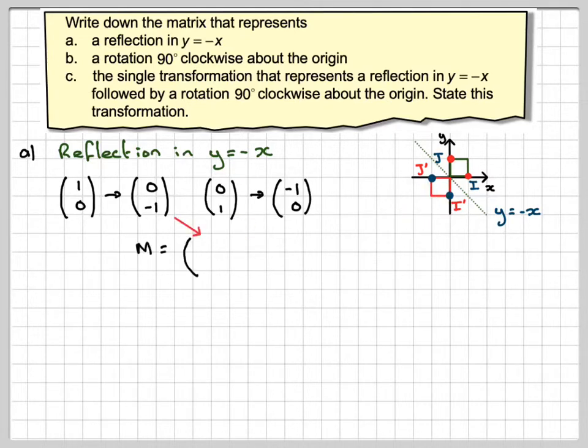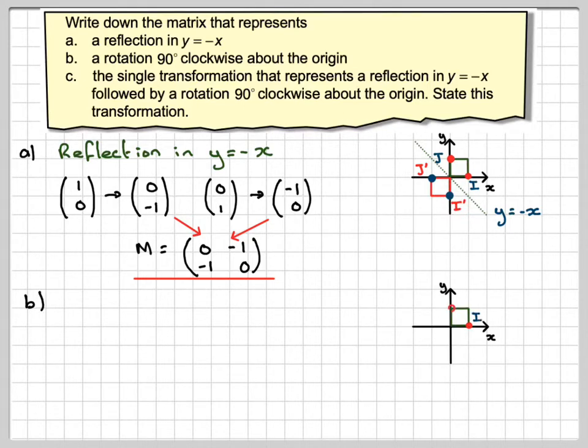So our matrix we get by taking (0, minus 1) and putting that down here like that, and then the other half by putting (minus 1, 0) down here. So our matrix that we want is 0, minus 1, minus 1, 0. This represents a reflection in y equals minus x. So you don't need to remember it, you just need to remember how to work them out.